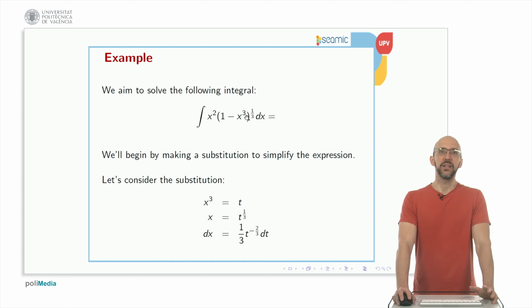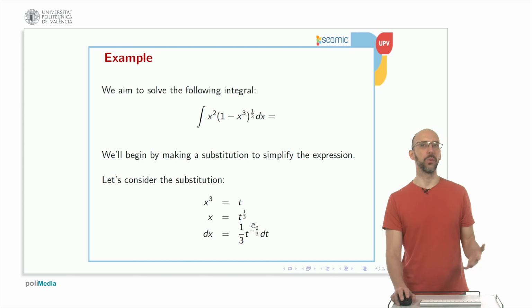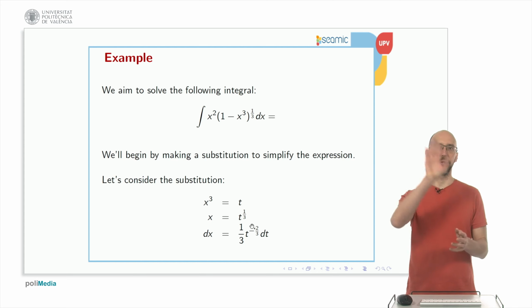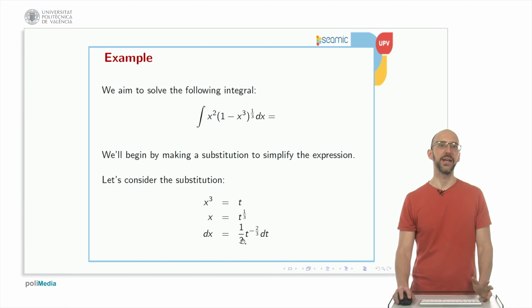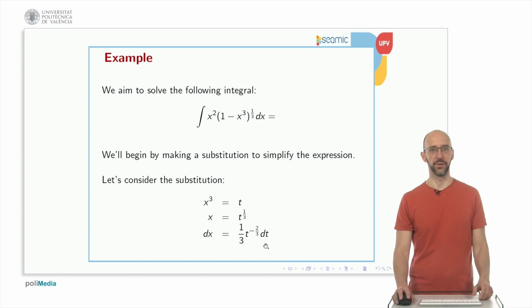Once the warning is given, let's see. The first change, as I told you before, is to take this x cubed and call it t. For sure, if you solve for x, then this part becomes t powered 1/3. And the derivative of t powered 1/3 is a piece of cake. The exponent goes down, and I subtract 1 from the previous exponent. So 1/3 goes down, and 1/3 minus 1 is minus 2/3.